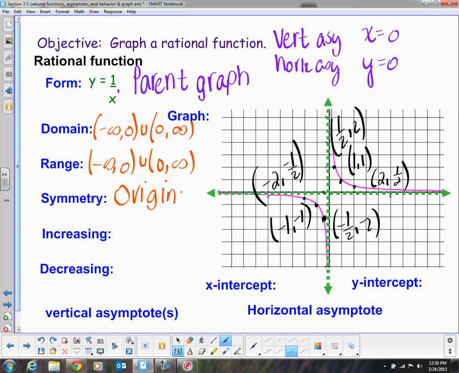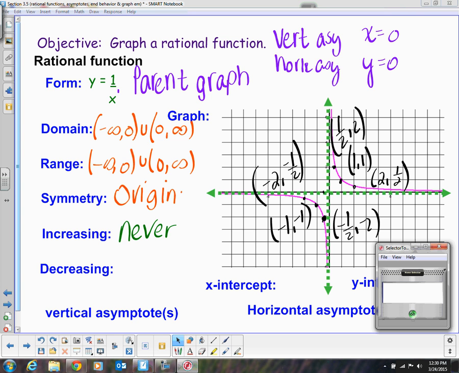Okay, so if I start here and I trace, is my pen going up? Am I increasing here? If I start from the left and I continue to trace, am I going up? Is this graph increasing? Never. All right, where is this graph decreasing? This goes to Chase.